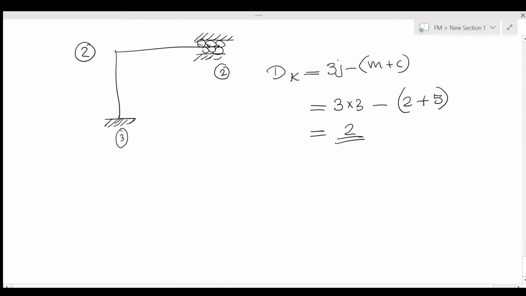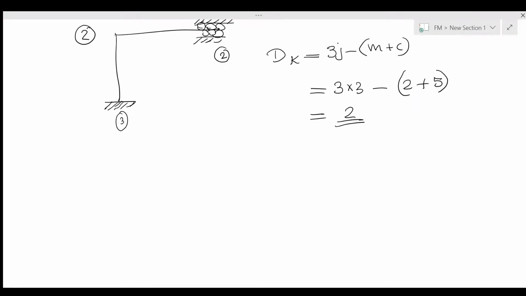Now let us see some examples for constrained frames. Okay. So for constrained frames, I have an example.